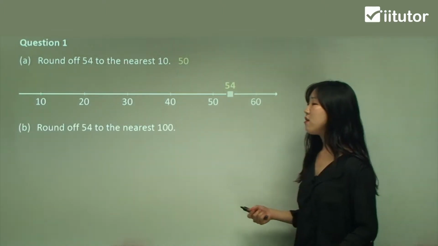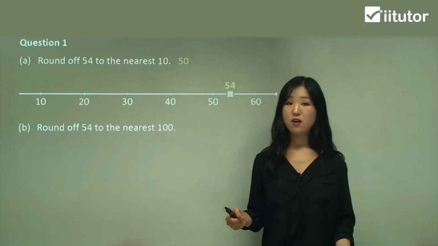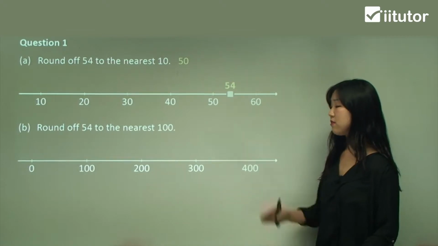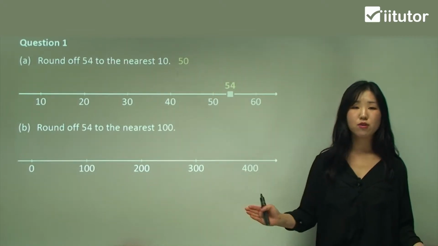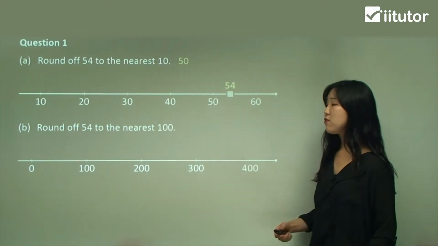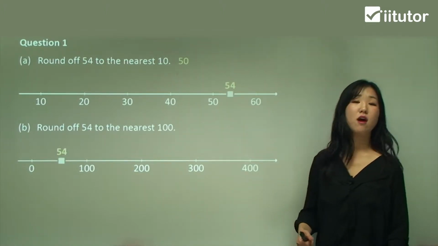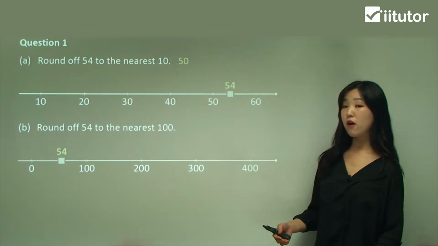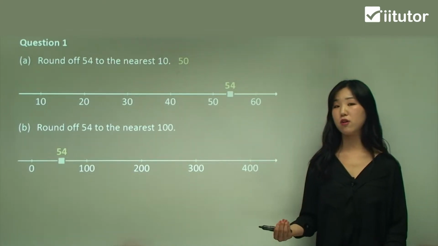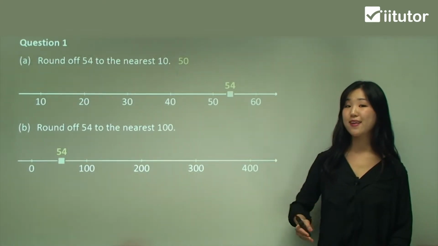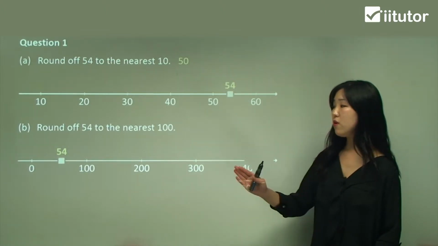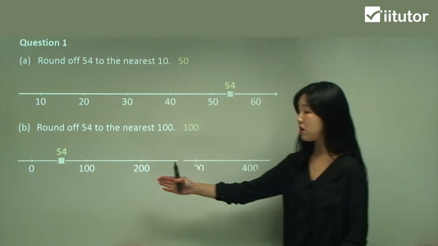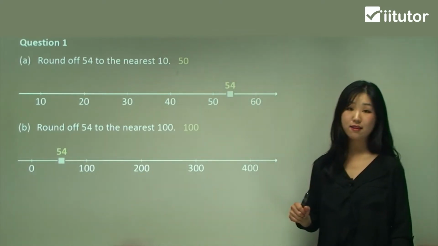So we can say to the nearest 10, it's 50. Now B, round off 54 to the nearest 100. Then we're going up by hundreds, so like this: 0, 100, 200, 300, etc. But 54 is between 0 and 100, isn't it? And where is it closer to? Is it closer to 0 or is it closer to 100? Now the halfway mark is 50, but 54 is greater than that. So we can say it's closer to 100. And you can see this on the number line, it's a little bit closer to the right-hand side. Okay?